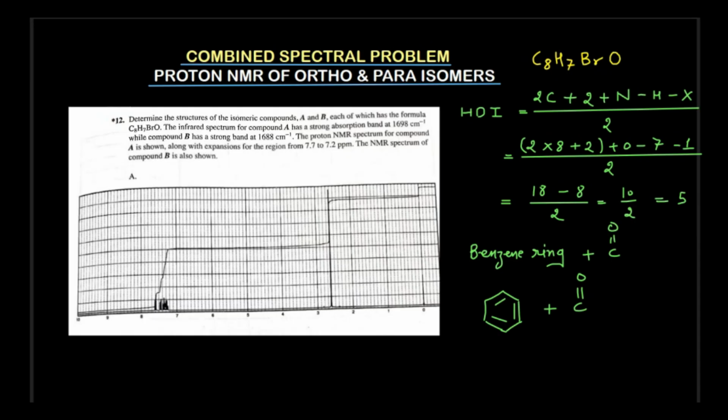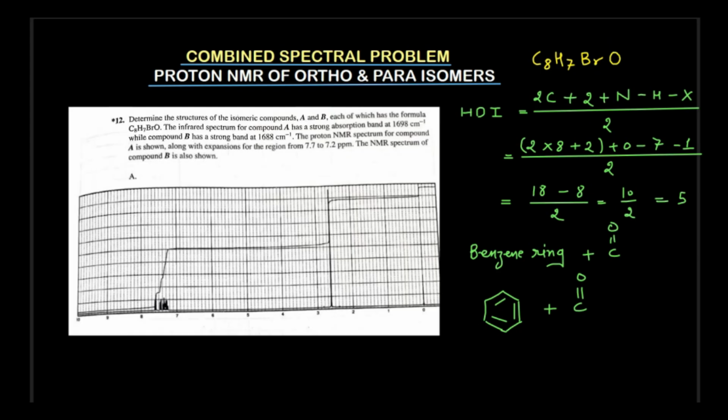This is from the chapter Combined Spectral Problems, and this question was actually asked by one of my subscribers who was struggling to get the correct answer for this particular question. So today I am here with the solution. What is the question? Determine the structures of the isomeric compounds A and B.